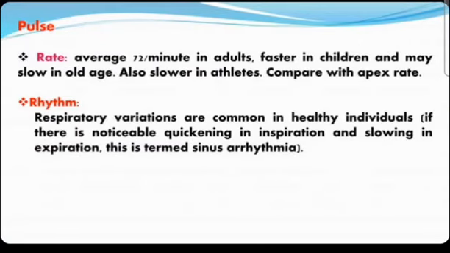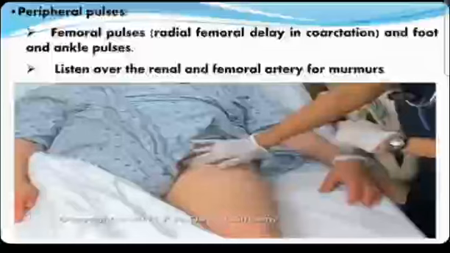In the case of pulse, check the rate, whether the average is 72 per minute in adults, faster in children, and may be slower in the aged and slower in athletes. Compare with the apex rhythm. Respiratory variation is common in healthy individuals. If there is a noticeable quickening in inspiration and slowing in expiration, this is termed sinus arrhythmia. Peripheral pulses: the femoral pulses, radial-femoral delay, and the foot and ankle pulses.